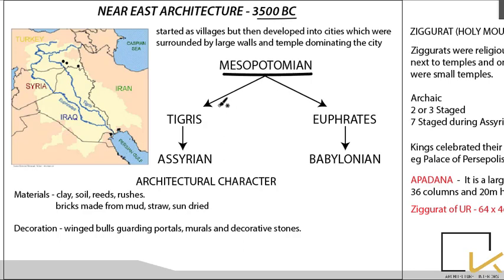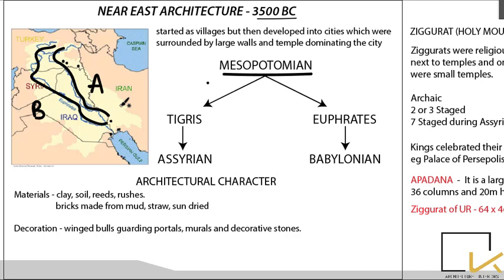They started as villages, but then developed into cities which were surrounded by large walls and dominated by a temple. Near the Tigris river mainly Assyrian was found, and near the Euphrates it was Babylonian. Later there was a fight between these two kingdoms, and Babylonian took over Assyrian.